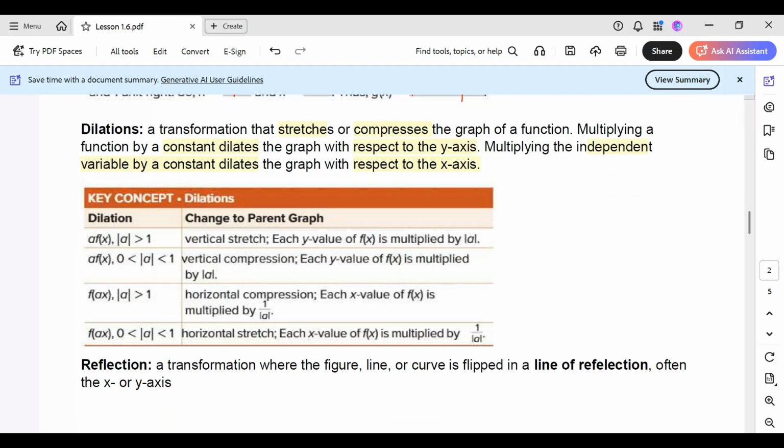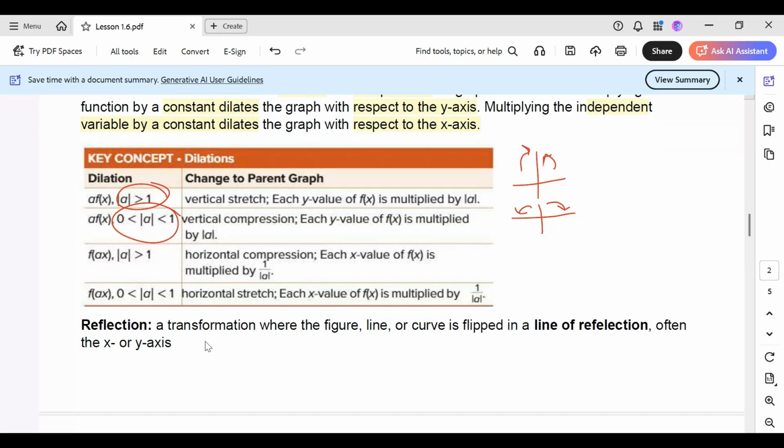If the a value, what's being multiplied, is greater than 1, it's vertically stretched, which means it's approaching the y-axis. If it's in between 0 and 1, it means it's bringing it down closer to the x-axis. Then obviously, if you have a flip of it on the inside, it's where it's going to be stretched more, a horizontal compression, and then a vertical compression.